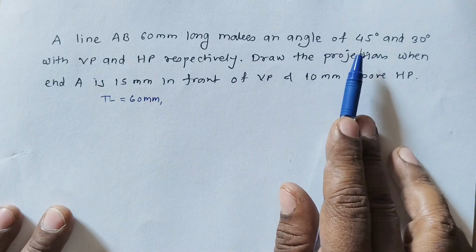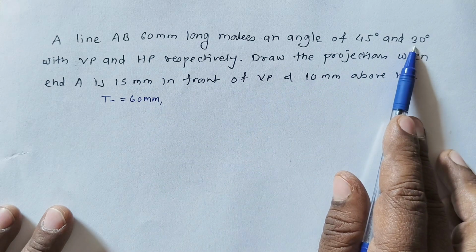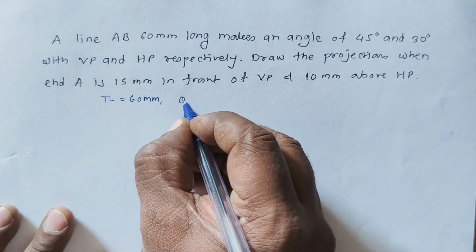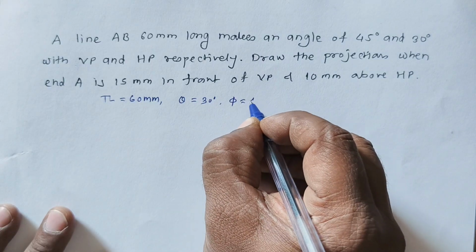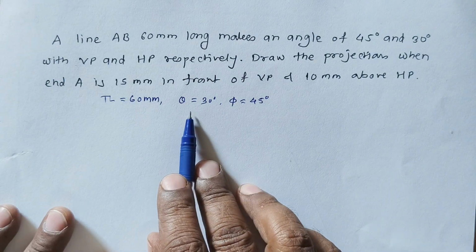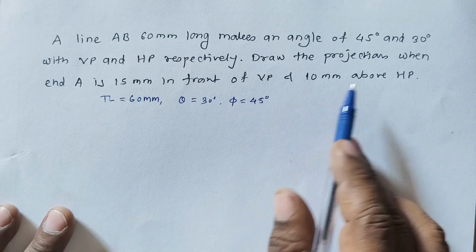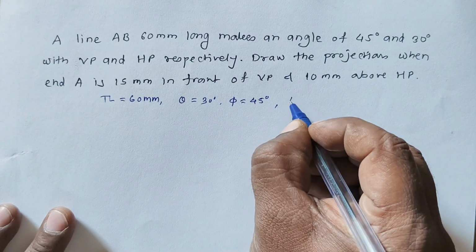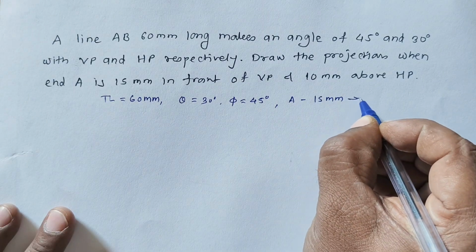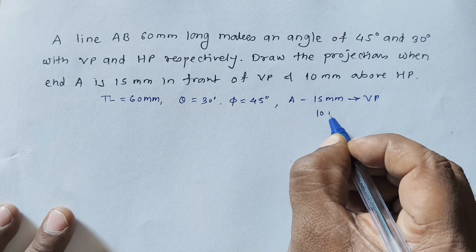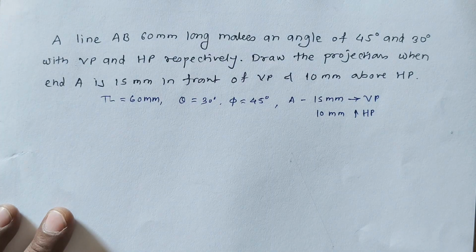It means inclination of the line with the VP is 45 degree, whereas the inclination of line with the HP is 30 degree. So it means theta is equal to 30 degree here and phi is equal to 45 degree. Theta means it is the true inclination of the line with the HP, and phi means it is the true inclination of the line with the VP. And the position of the point end A is given, that is A point is 15 mm in front of VP, whereas 10 mm above HP. This is the location of this point.